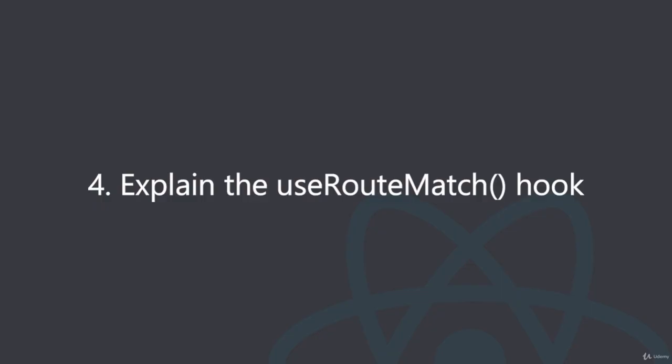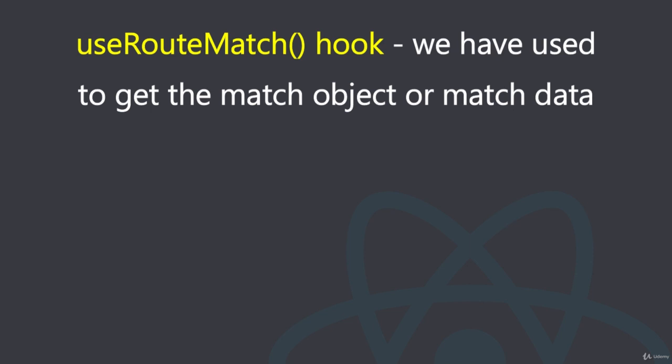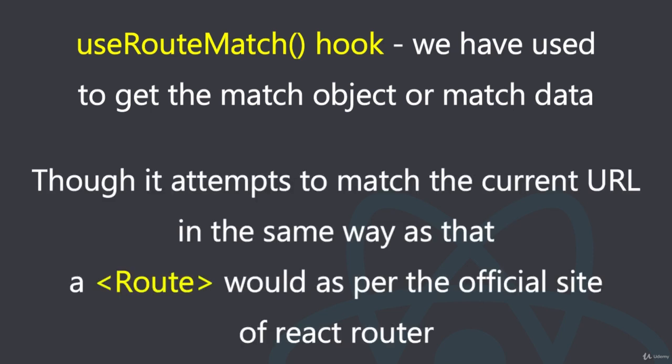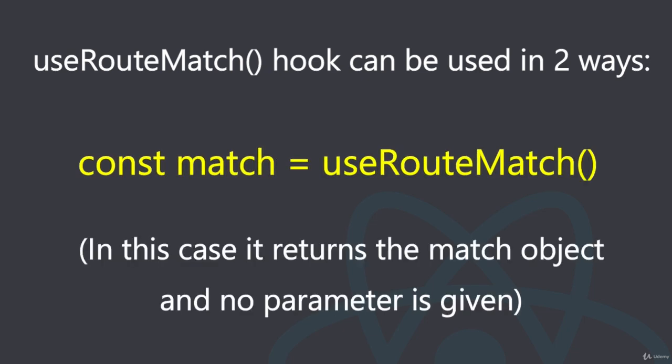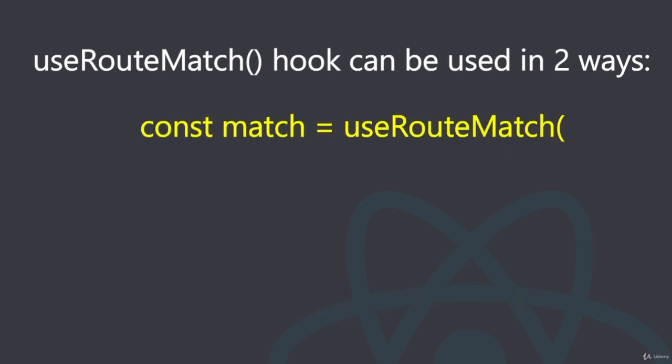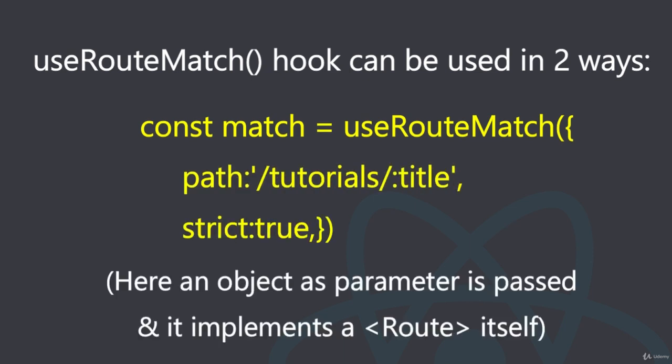Next question is, explain the useRouteMatch hook. Well, this hook we have used to get the match object or match data, though it attempts to match the current URL in the same way as a route would, as per the official site of React Router. This hook can be used in two ways. The first way is you write it like this. In this case, it returns the match object and no parameter is given with useRouteMatch. And in this second way, an object is passed as a parameter and it implements a route itself.